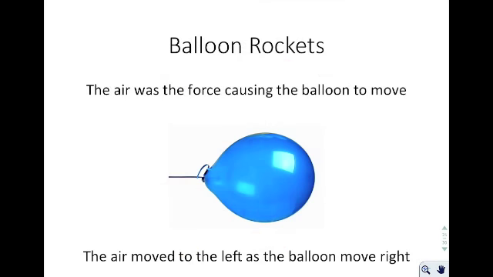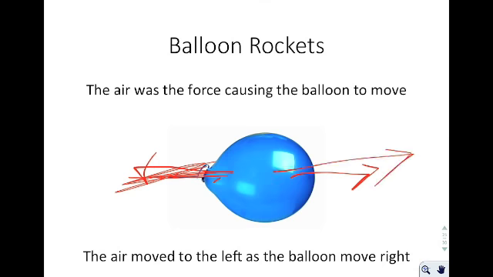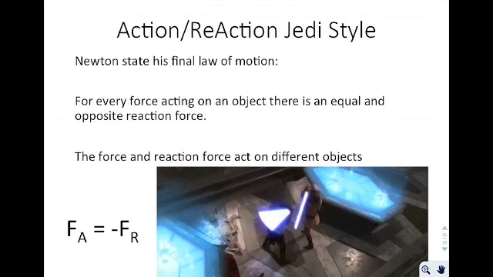Now let's take a look at balloon rockets again. It says the air was the force causing the balloon to move. If you look at this, the balloon was clearly propelled forward, but the air was actually escaping out the back. So how can the air escaping out the back cause the balloon to move forward? The reason is that for every force, there is an equal and opposite reaction force.